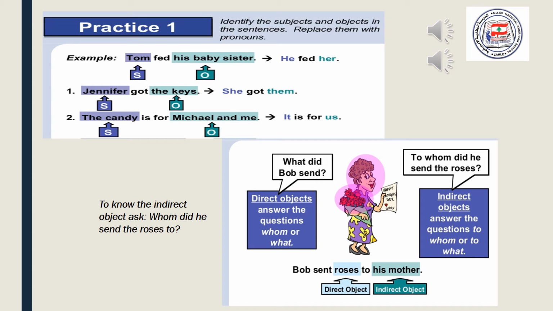2. The candy is for Michael and me. The candy is the subject. Michael and me is the object. It is for us. It is a subject pronoun that replaces the subject and it came before the verb. And us is the object pronoun that replaces the object, and it came after the verb.